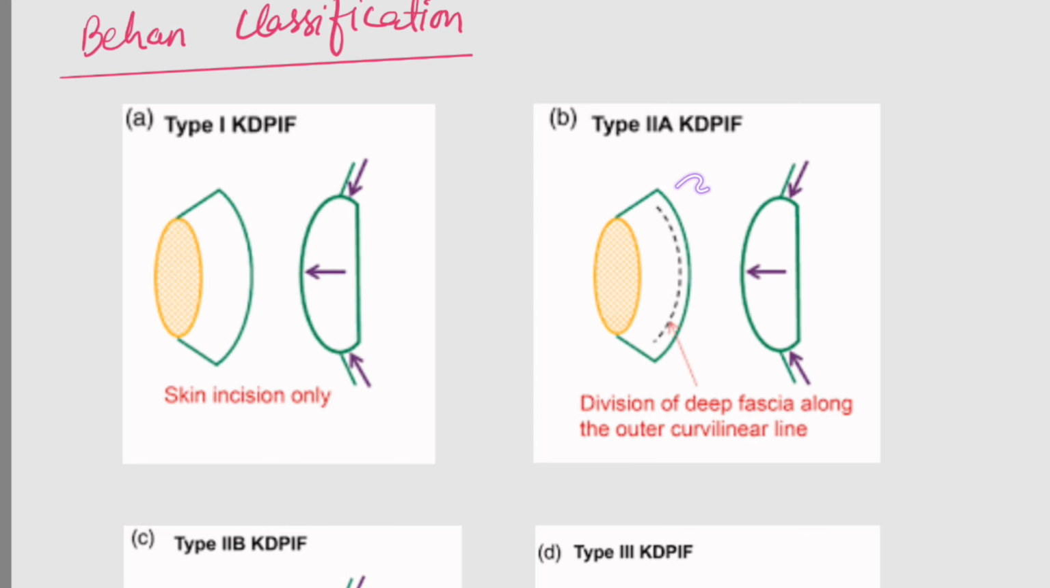Keystone flaps, along with skin incision, we give deep fascia incision on the lateral border, on the outer curvilinear border. This deep fascia incision increases mobility and reduces tension. This is the most commonly performed Keystone flap.